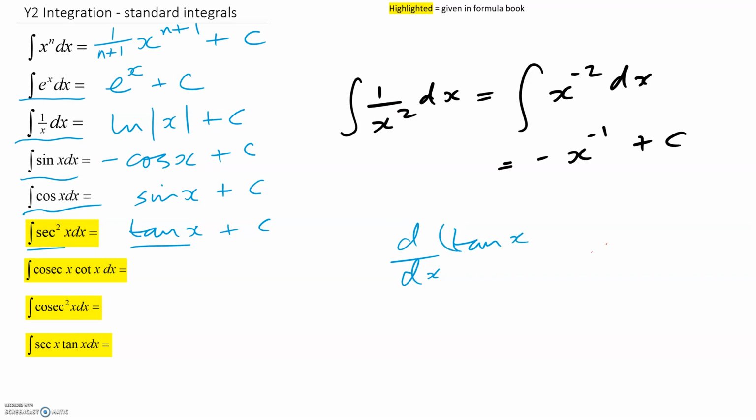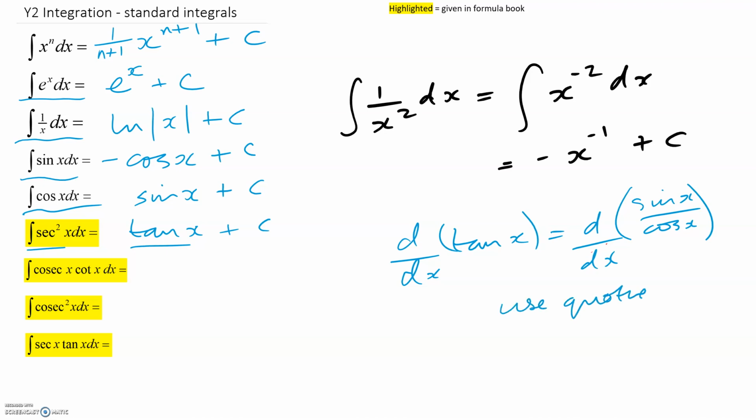you get sec squared. And the way to do that, you probably did this when you were doing the differentiation chapter, but that's the same as differentiating sine x over cos x. And then if you use the quotient rule now, you should find that simplifies to give you sec squared x. I've left out a lot of steps there. I'm sure you'll be able to do that yourself if you remember how to do the quotient rule. So when you integrate sec squared, you get tan x.